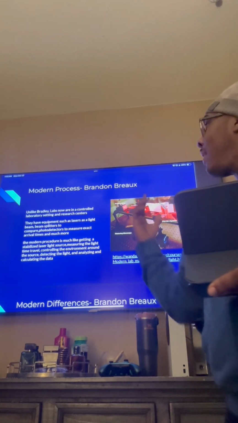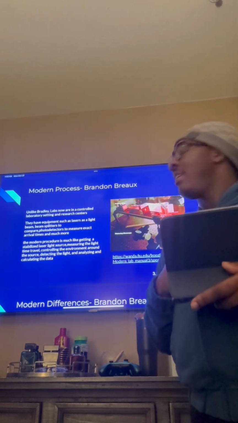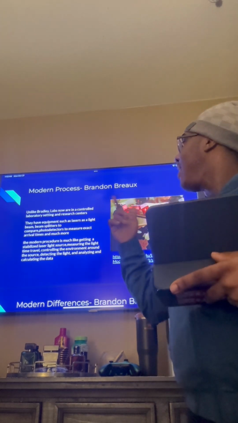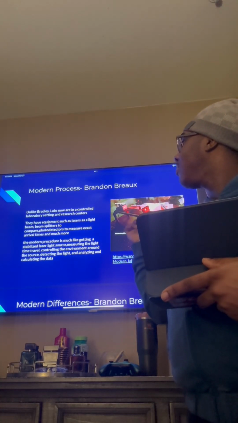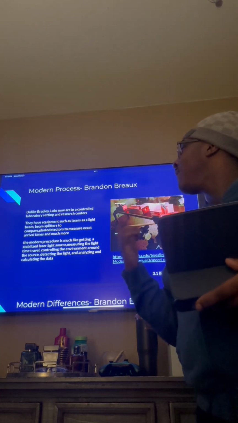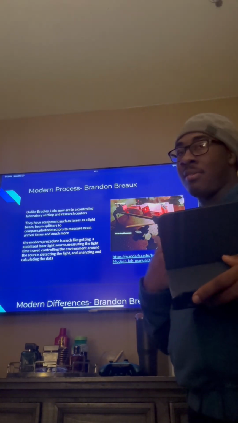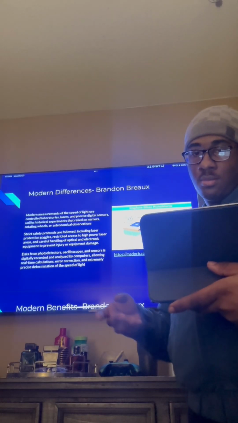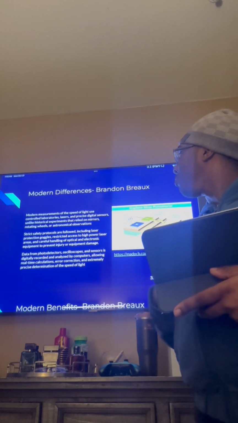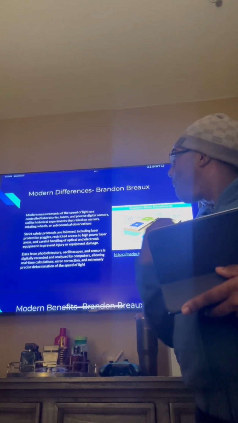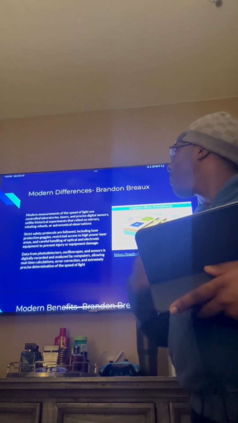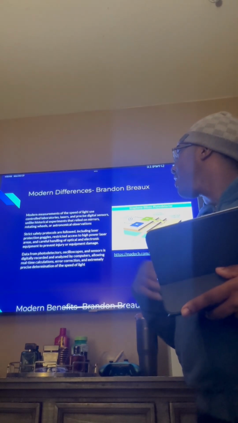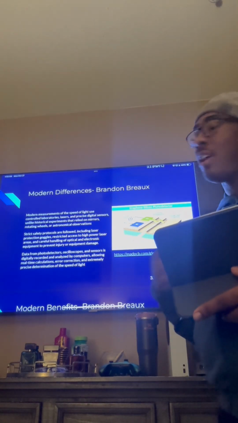Unlike Bradley, now experiments are done in a controlled laboratory setting, such as research centers. They have equipment such as lasers as light beams, beam splitters to compare, and photo detectors to measure the exact arrival times, and much more. Modern measurement of the speed of light uses controlled laboratory lasers and precise digital sensors, unlike historical experiments that relied on mirrors, rotating wheels, and observations.